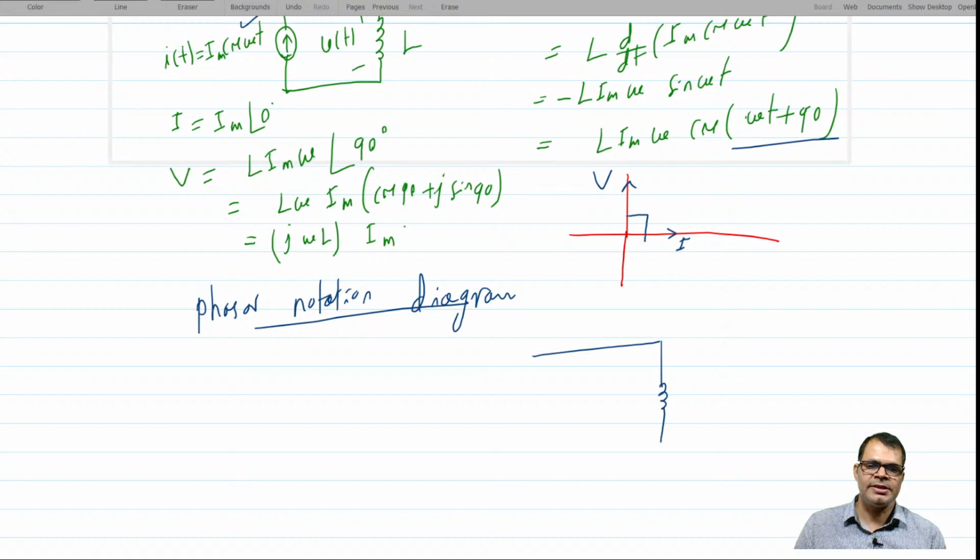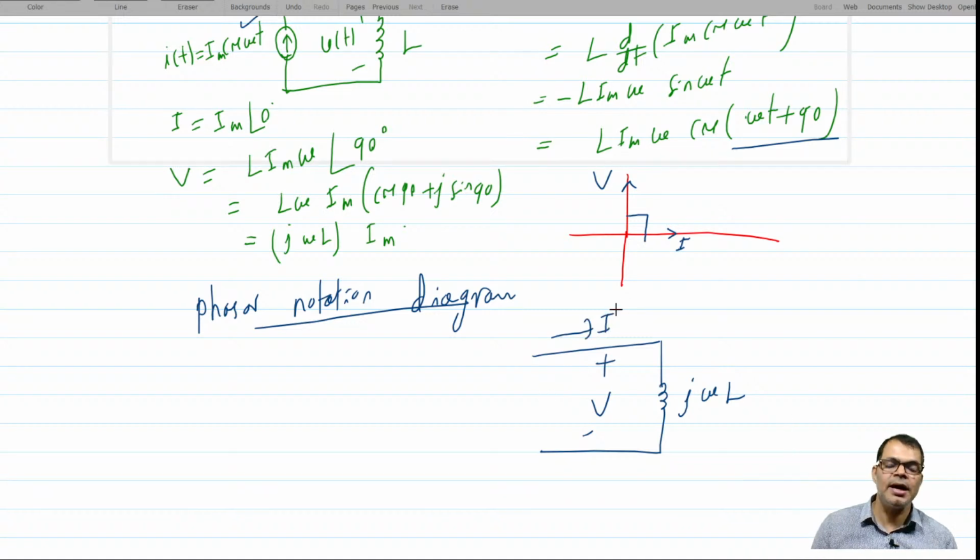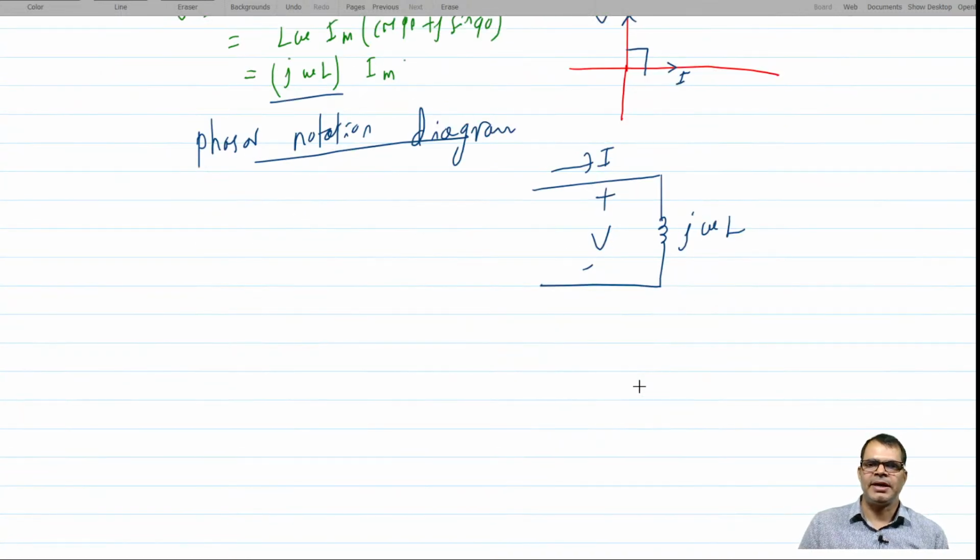My inductor has been converted into j omega L. So this is your V and this is your I. Whenever you see an inductor, just write the impedance as j omega L. You can clearly see V equal to j omega L into I, or I equal to V upon j omega L. I will not go into deriving all these things again. For capacitors I will write it directly, and I leave it as a task for you.